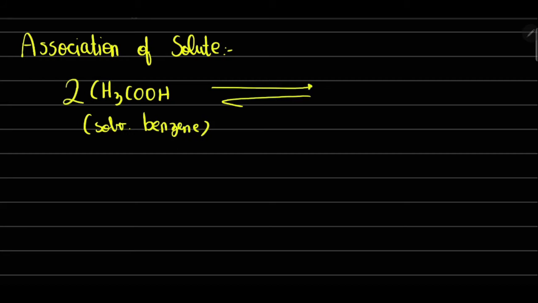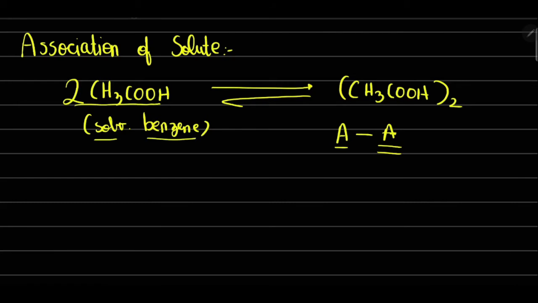So we will take 2 moles of CH3COOH. It will form a dimer, and we can represent a dimer something like this. This single A is nothing but CH3COOH. So when you take 2 moles of acetic acid, the solvent is benzene, then it will form this dimer. So initially we are taking 2 moles of something, but finally we are getting only 1 mole. So this is an example for association of solute. The solute particles are getting associated, so there are fewer particles than previously were present.